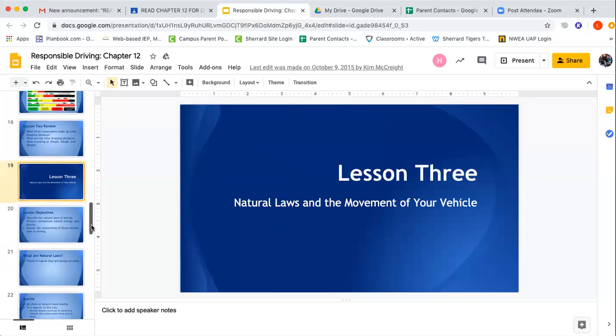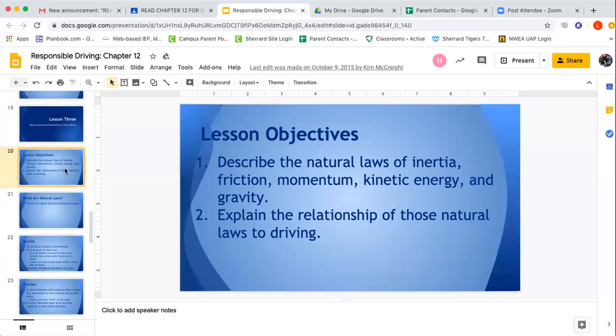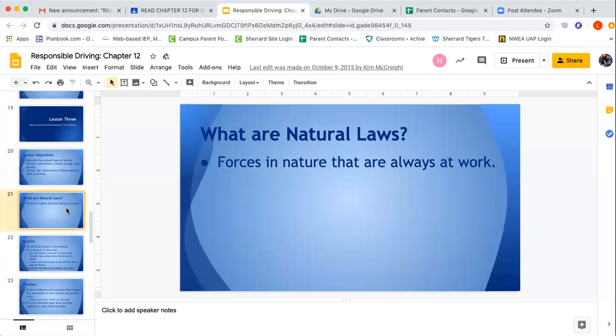All right, lesson 3. Natural laws and the movement of your vehicle. So the objectives for this lesson is that you're going to learn to describe the natural laws of inertia, friction, momentum, kinetic energy, and gravity, and then explain the relationship of those natural laws to driving. What are natural laws? Forces in nature that are always at work.